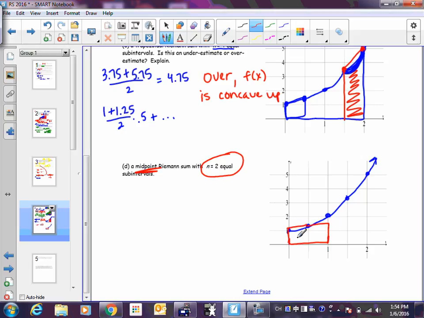So that's going to be the rectangle right there. The height of this rectangle was the y value right here, which was 1.25. The base, though, is different. What's the base of this rectangle? 1, not 0.5, because there's only going to be 2 rectangles, not 4. So 1.25 times 1 plus, and then you do it again with this one.